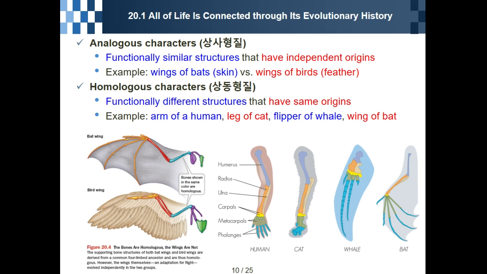So this is what we call the humerus, and this is what we call the radius. Another bone, we call the ulna, and this is the carpal, like this, okay. So this is what we call the homologous character, okay.